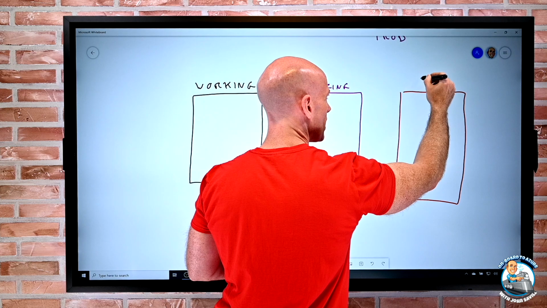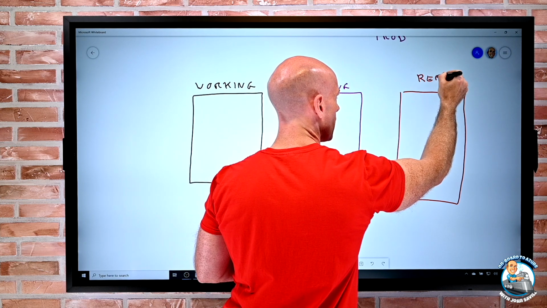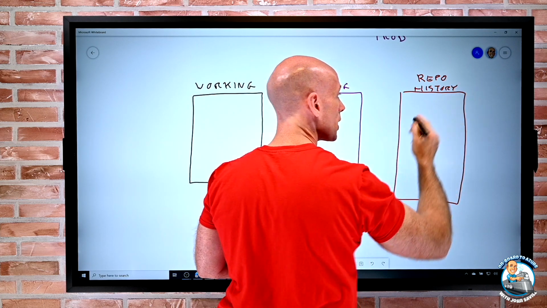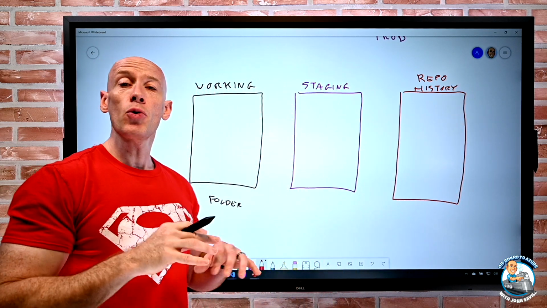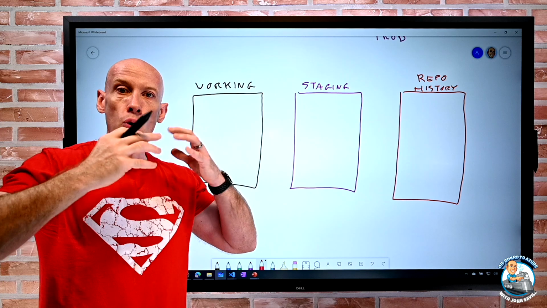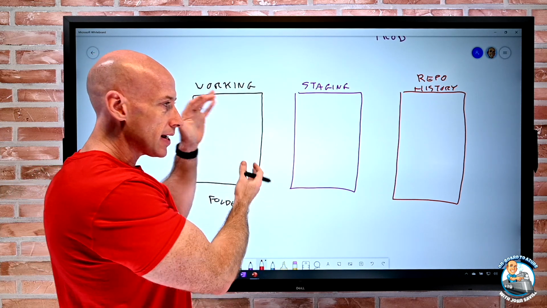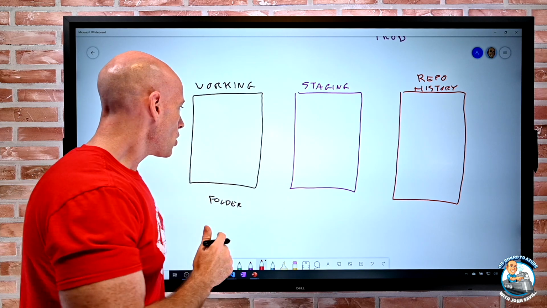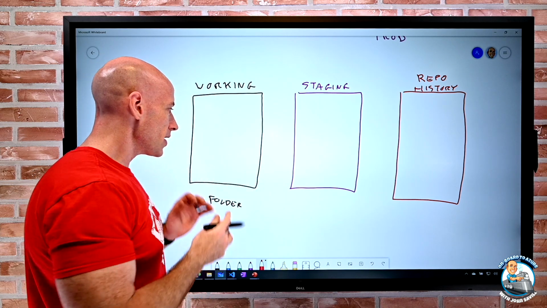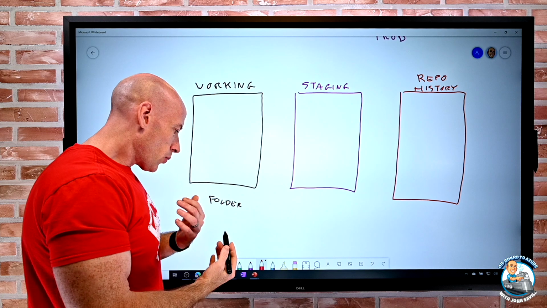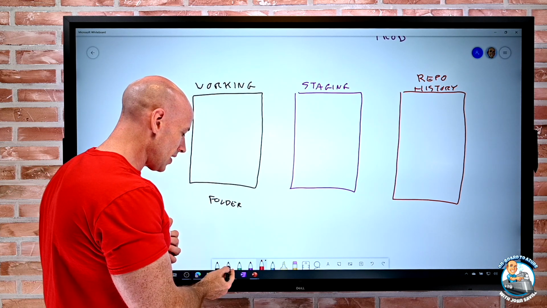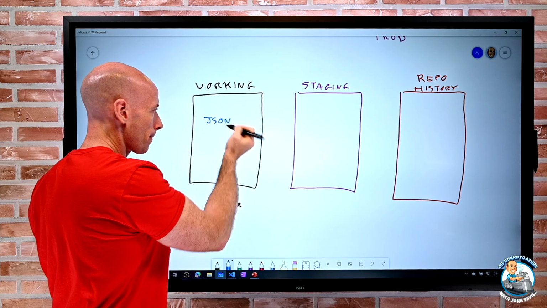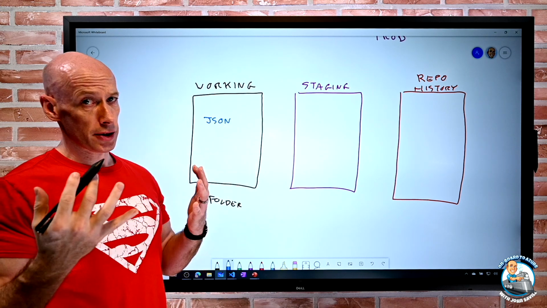You can think of this as my long-standing repo, this is my history. Because when I do commits, a commit is nothing more than a snapshot. A commit is a point-in-time snapshot of everything in my project. That's what a commit is. So I'm going to work on files in my working area. And for me, I just have my JSON file. And it's the blue version.